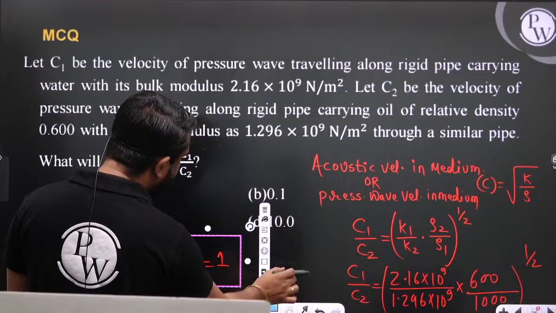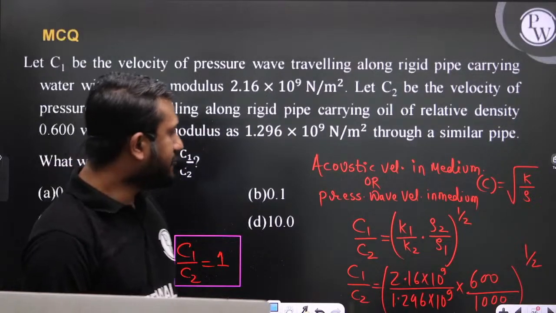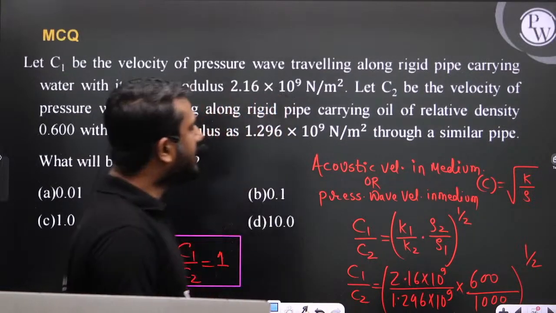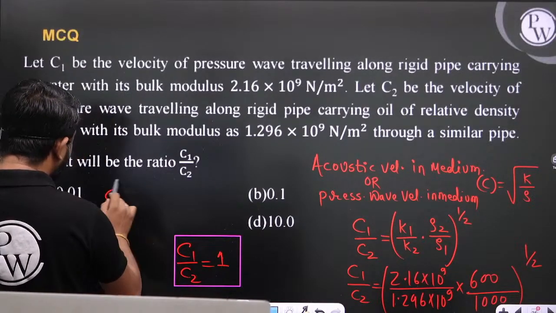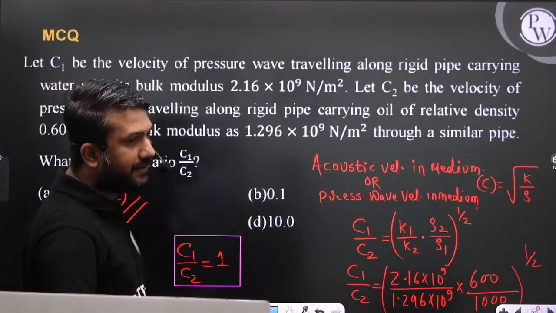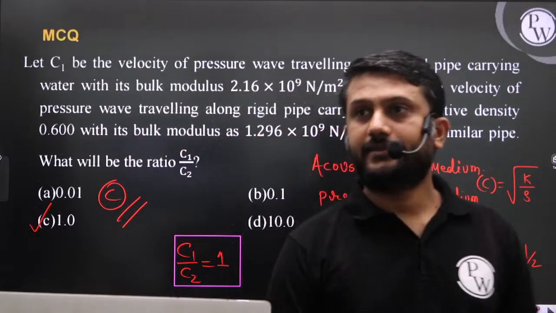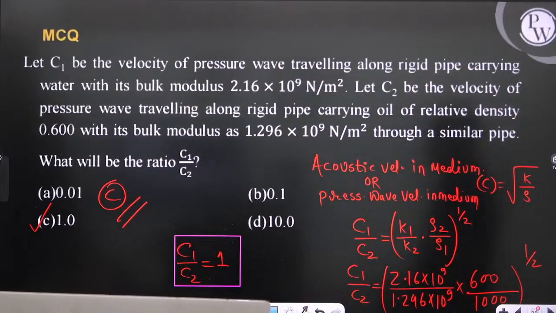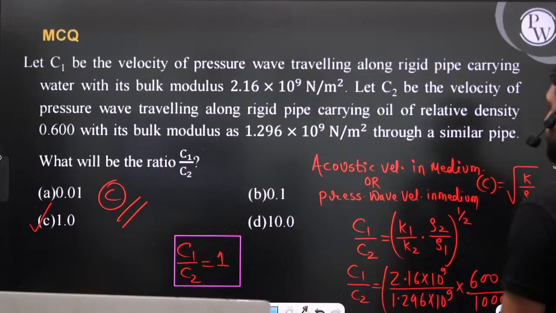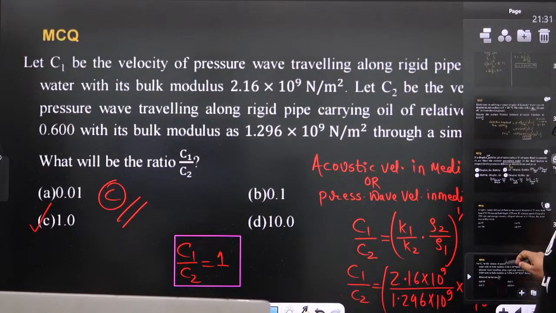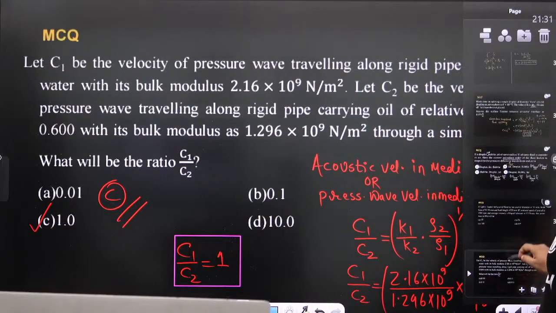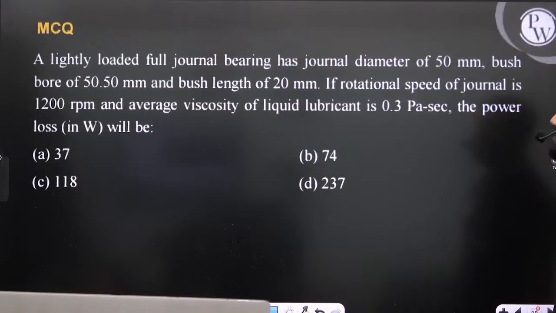C1 by C2 is equal to 1. So the correct answer is C. Yes, very good. C is the correct one. Is it fine? Is it okay? Okay. Now try this question.